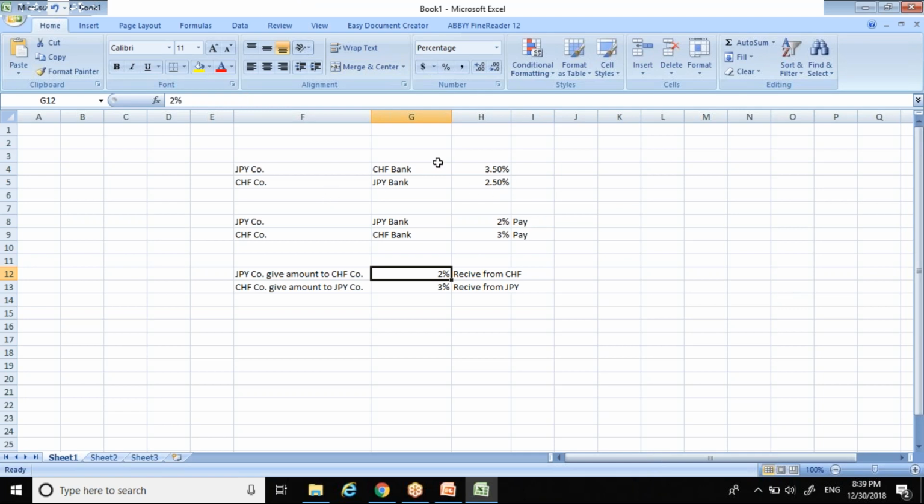So this guy, who would have been paying 3.5%, is now paying only 3%. So the JPY company is giving 3% interest, whereas earlier he could have given 3.5, and the CHF company is taking the loan at 2%, and he saved around 0.5%. So both are able to save some amount.